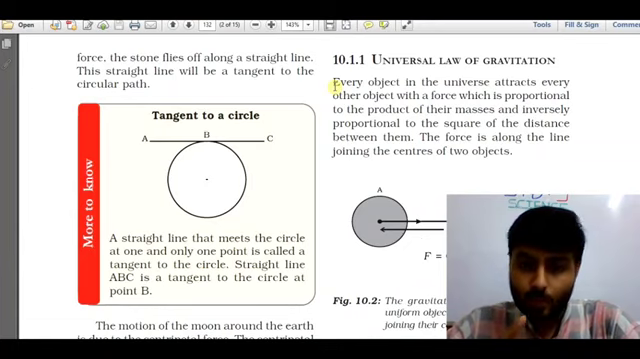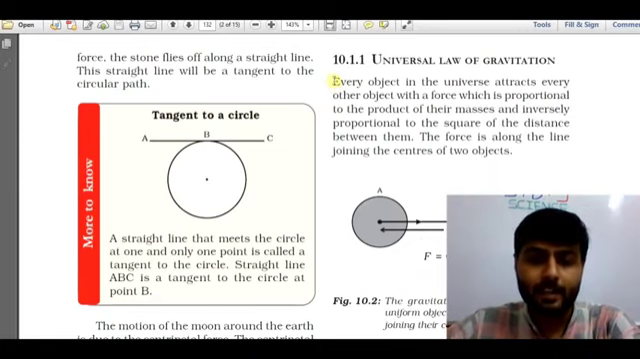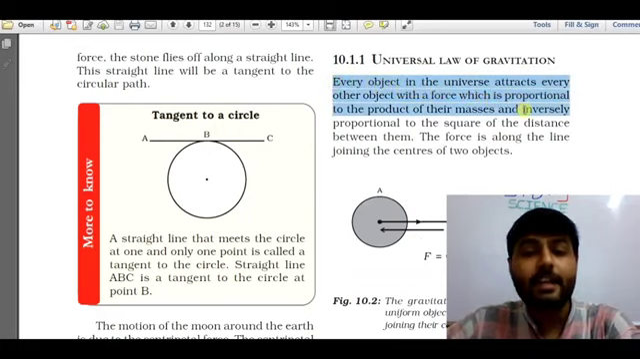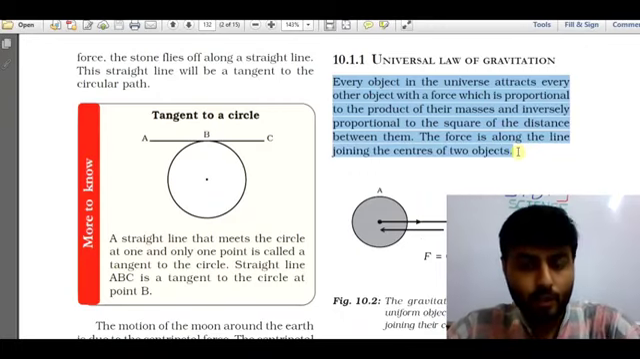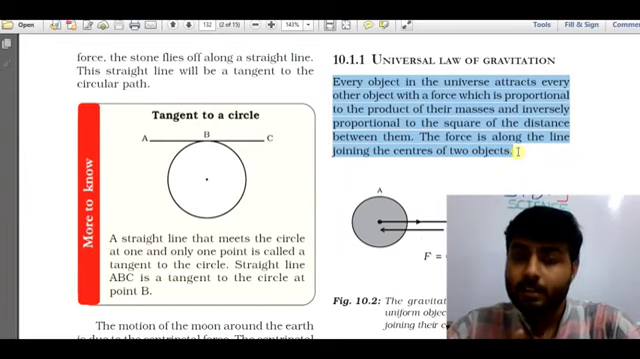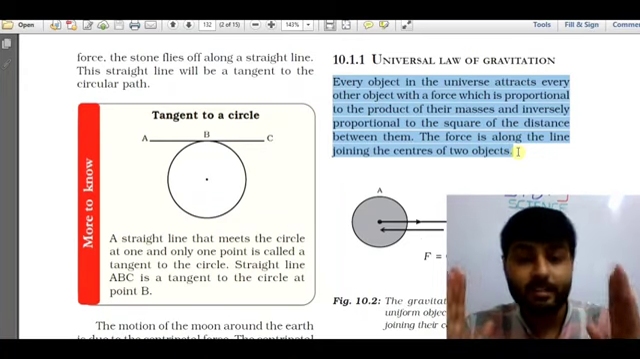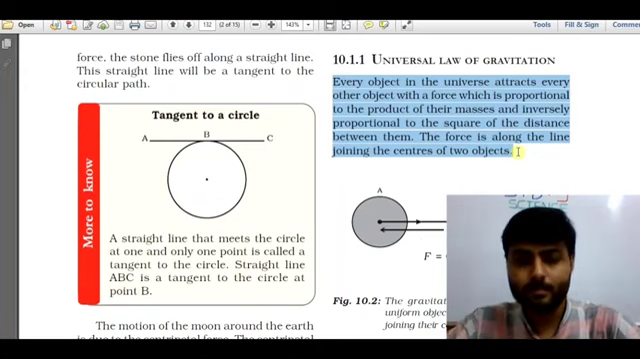So we have the universal law of gravitation as a sentence. We have to remember this sentence. Mark it. Every object in the universe attracts every other object with a force that is proportional to the product of its masses and inversely proportional to the square of the distance between those two objects.